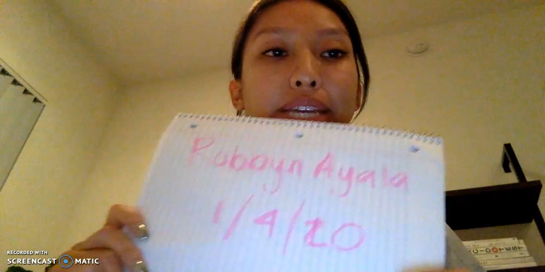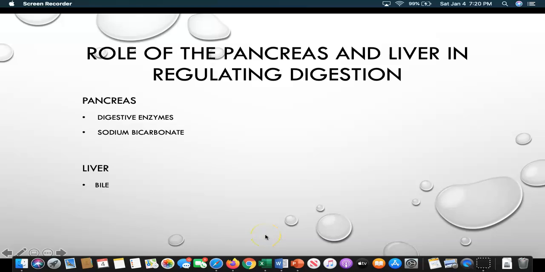Today's date is January 4th, 2020, and I'm here to discuss the role of the pancreas and liver in the regulation of digestion. Okay, so we will be discussing the pancreas and the liver. Both two are necessary for stomach content digestion. The pancreas secretes digestive enzymes and sodium bicarbonate. The liver secretes bile.